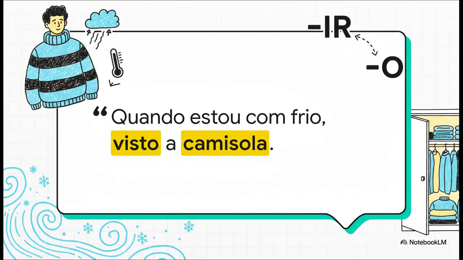Here's a perfect example using vestir. Eu visto. Because the subject is I, or eu, we just drop the IR and pop on an O. Quando estou com frio, visto a camisola. It's a perfect, totally practical sentence you could actually use.